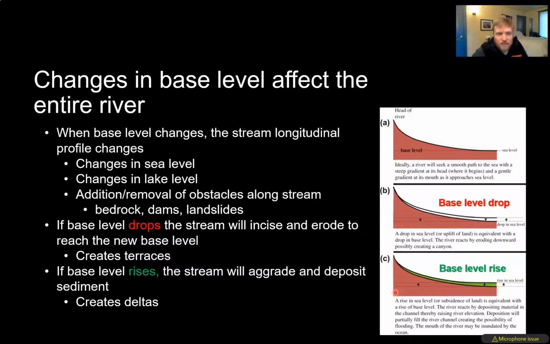All right, so changes in base level affect the entire river, right? So when the base level changes, the stream longitudinal profile is going to adapt to that change. So what could change base level, right, is ultimately if you have a sea level rise or fall, which can be related to the volume of ice sheets at the poles, or changes in tectonic uplift along a coastline. You could also have a change in lake level, right?